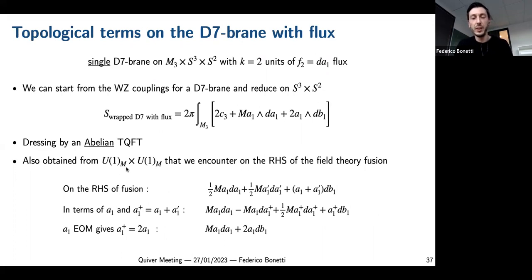By that I mean, on the field theory side, we have these two U1s. So A and A prime, they couple to the same bulk. And with a series of very simple field redefinitions, we can see a compatibility between these two pictures. So that's quite rewarding. It means that the Myers effect is really at the heart of the fusion on the string theory side.